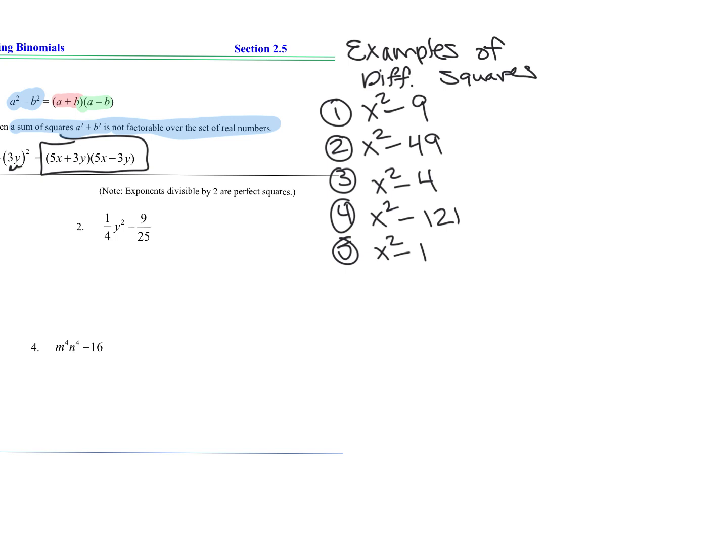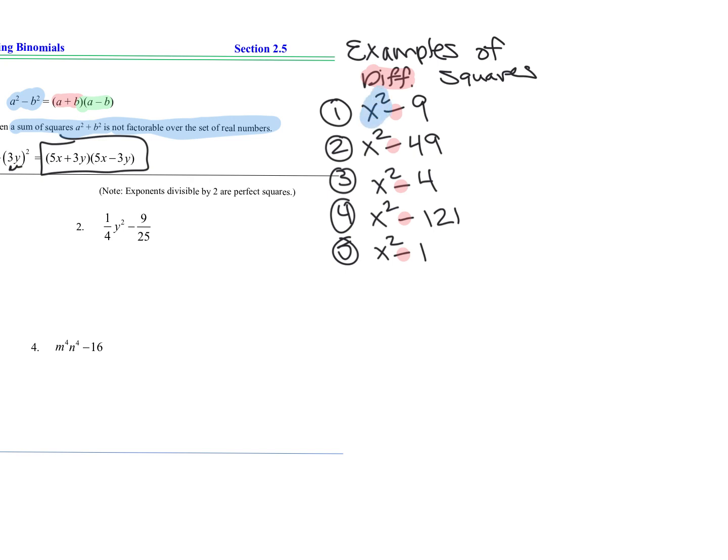X squared minus 4 and x squared minus 121, and also x squared minus 1. Now, if you look, I want you to notice a few things. First, all of these are subtractions, which is the difference. Second, these are all perfect squares.